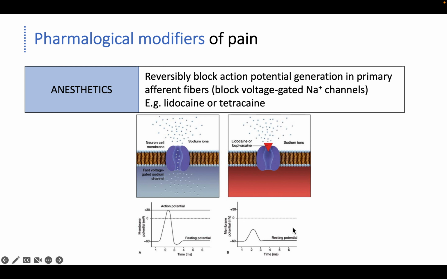Well, if you don't reach threshold and you don't get an action potential, you don't get that signal traveling to the brain, so there's no way that you could perceive that as pain, right? So anesthetics are a really good way of blocking that action potential generation in sensory neurons, so those afferent fibers or afferent neurons, and that also prevents us from being able to perceive the pain.